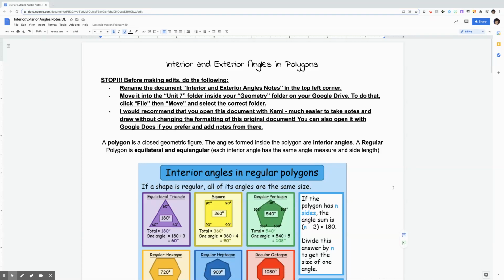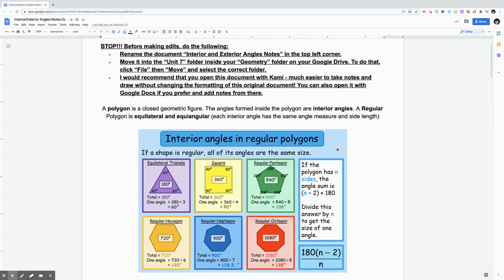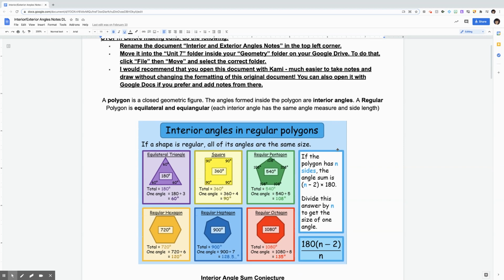Hello folks, this is your notes video on the interior and exterior angles in polygons. So I'm just going to go ahead and jump right into it here.